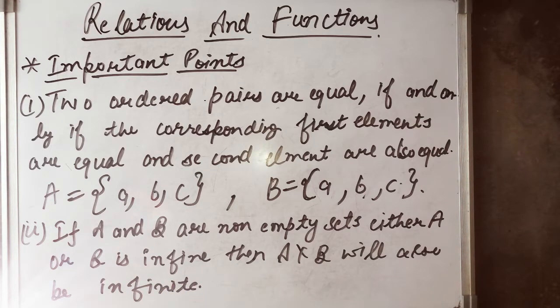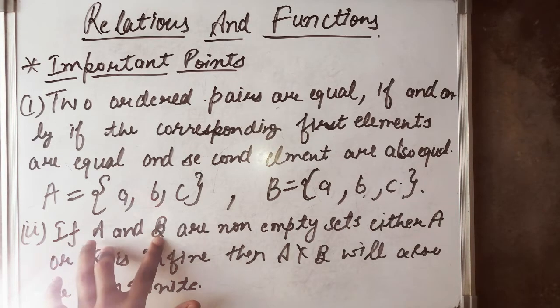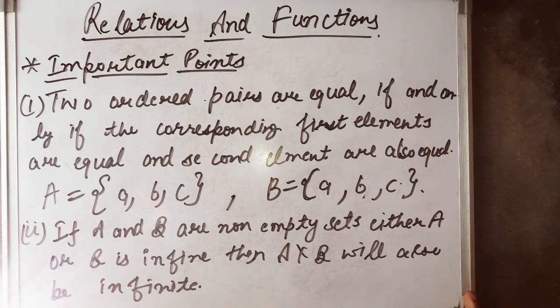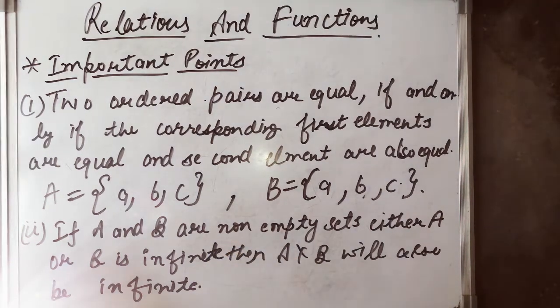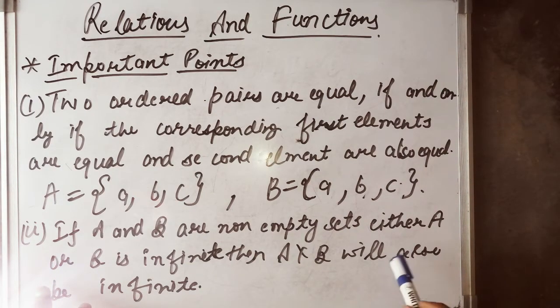This point means that we have considered two non-empty sets A and B. If A or B is infinite, then A cross B will also definitely be infinite. Pause the video to note it down.